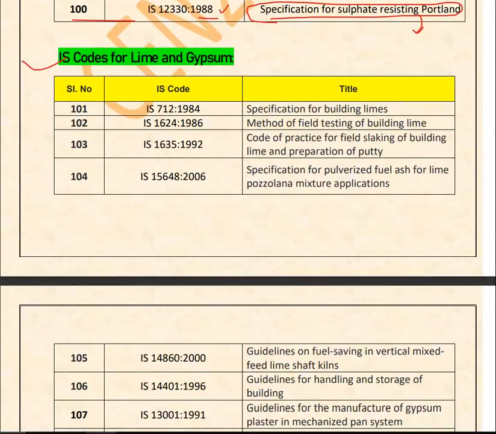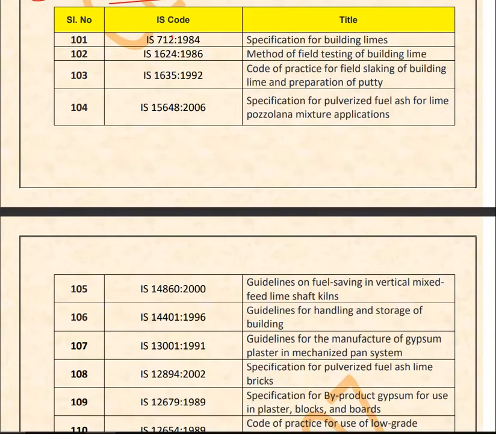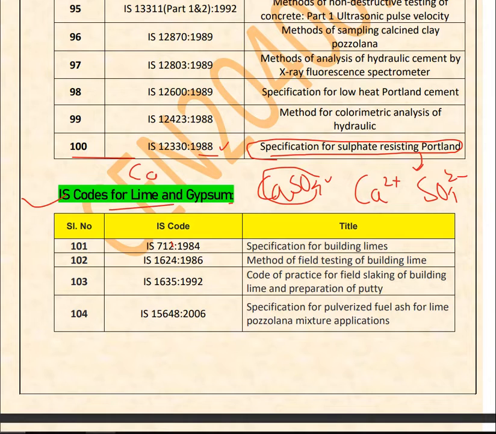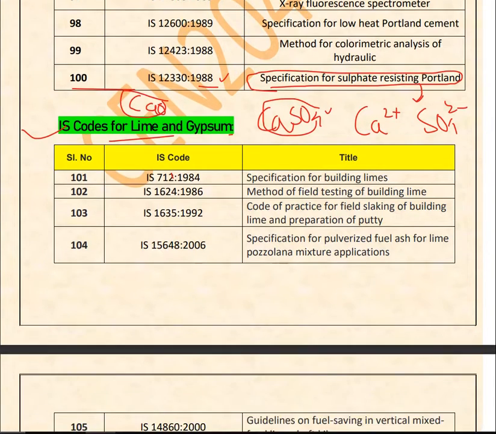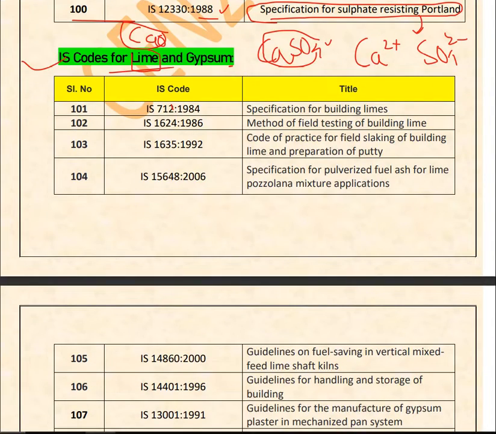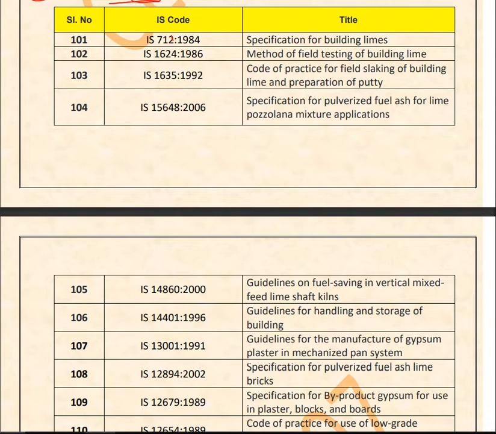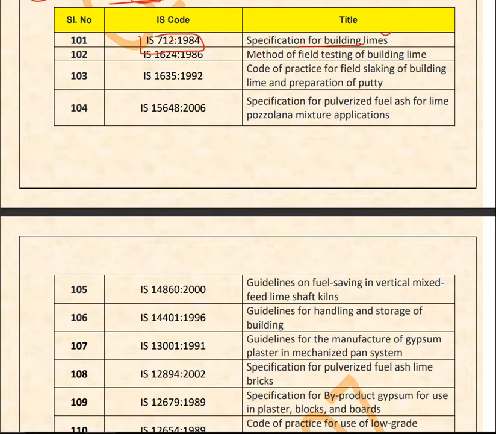Now we are moving to the IS codes for lime and gypsum. Gypsum is what? This is the crystal of calcium sulfate, that is CaSO4, where calcium contains 2 positive and SO4 is 2 minus, as we know. And lime is nothing but calcium oxide, that is CaO, and it is also a type of binding material. So the IS code for this, serial number 101, is IS 712 1984, that is specification of building limes.